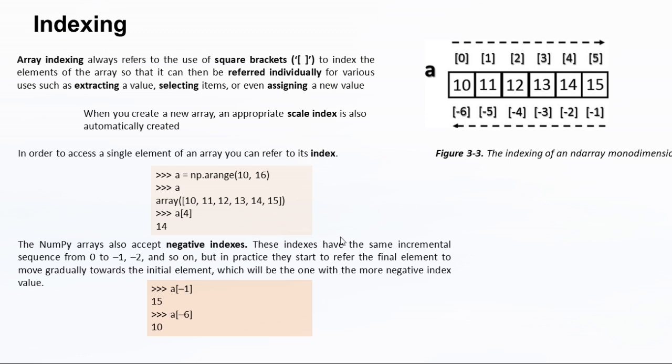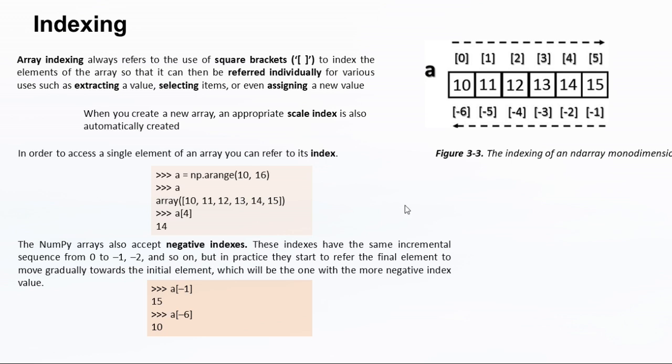Let's first create a unidimensional array. We discussed in the last session how we can create it using the arange function. When I say np.arange and give two arguments, 10 and 16, the first element has the value 10, and it sequentially increments by 1 till 15. So this is the array which is created.